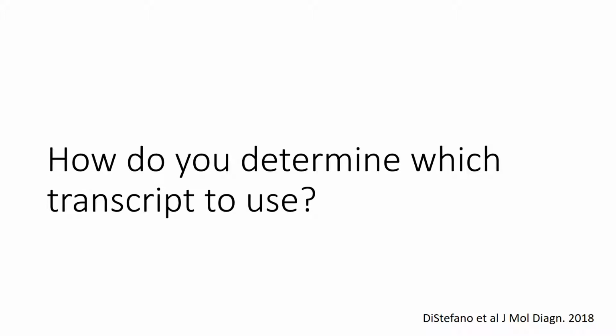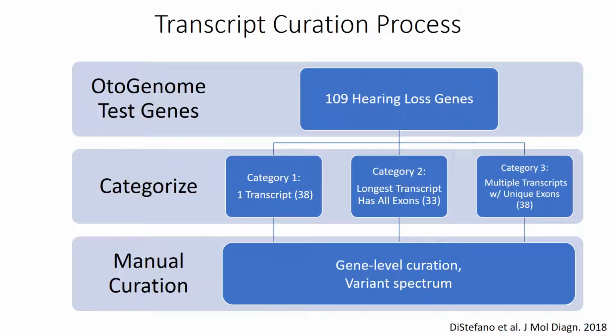When a gene has multiple transcripts, how do you determine which transcript to use for variant annotation? It requires transcript curation, an example of which I'll detail now. This is the transcript curation process that we employed in the hearing loss domain. To read about this process in more detail, please refer to our paper in the Journal of Molecular Diagnostics.